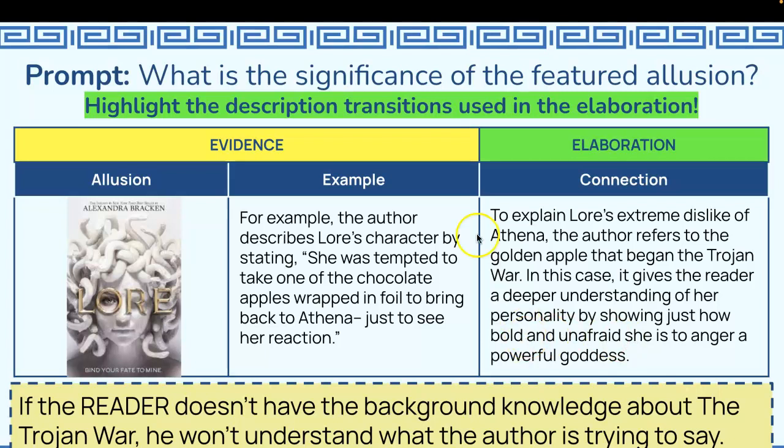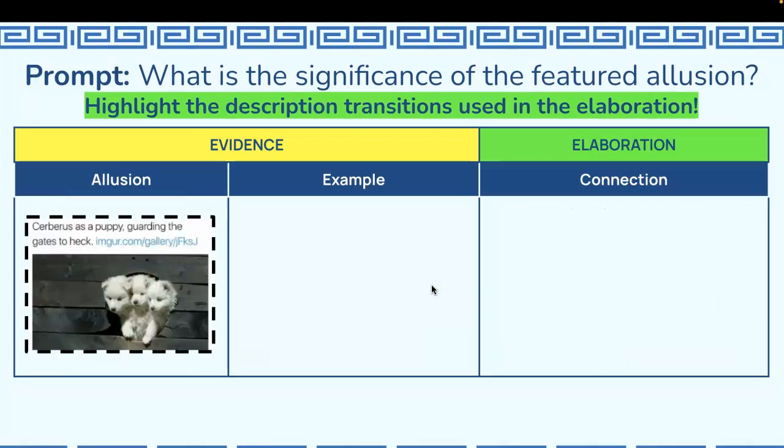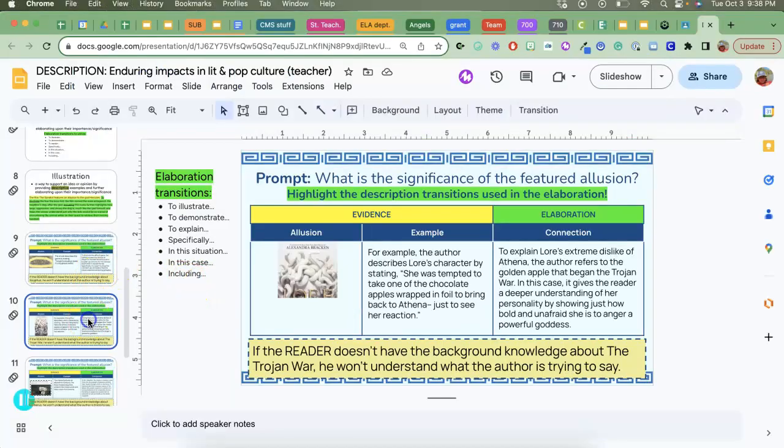So right now, what I want you to do is highlight the description transitions that are used in this elaboration. Again, we're really working on this idea of moving away from "this shows" or "this evidence states." So instead of that, how does the author do that? And in the margin, don't forget, you have those transitions to refer to. Remember that the transition goes all the way up to the comma.